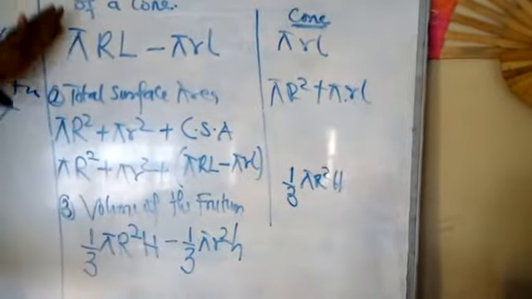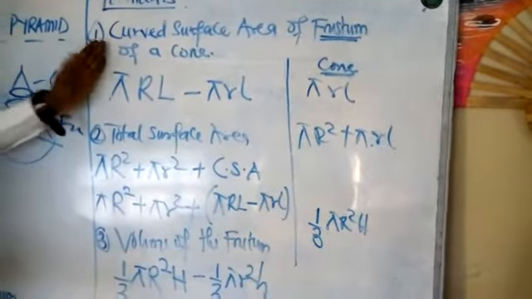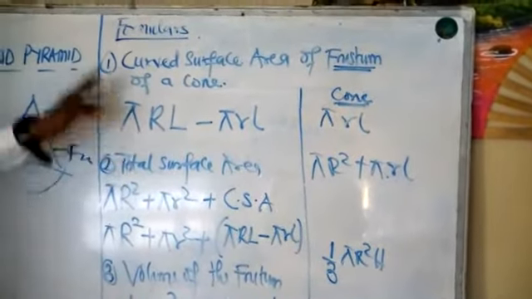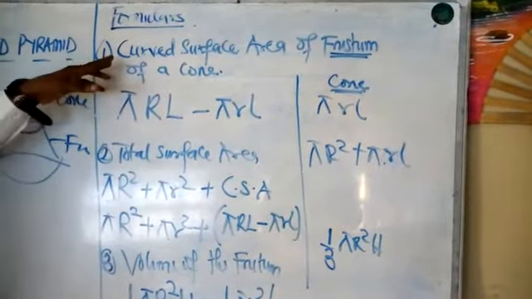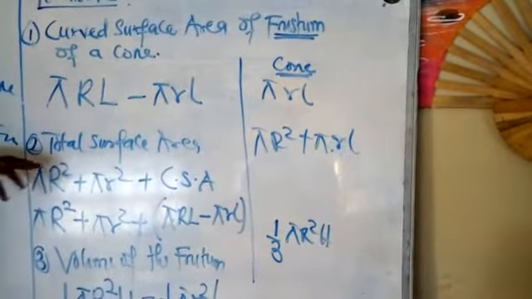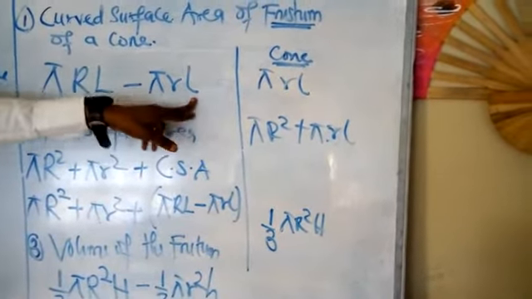So let me just go over again before we apply. We are going to be applying these formulas in solving a problem. We are going to give you an example, and we apply all these formulas. So I said the three basic things you'll be asked to look for under the frustum of a cone. You can be asked to find the curved surface area of the frustum of a cone. I said the formula is what? πRL minus πrL. All right.